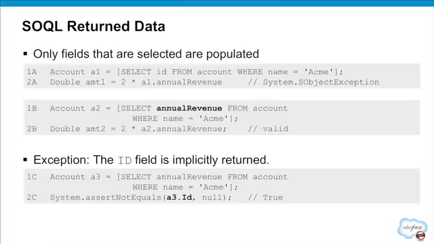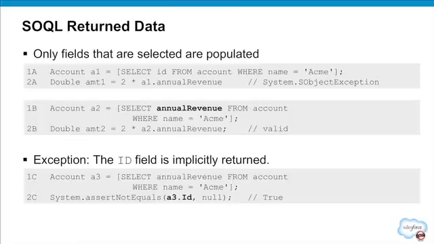Okay, so when you do a database query, you only get what you select. All right, so here I have an example. We are selecting ID from account, and we're then multiplying 2 times A1.annual revenue. This is going to throw an exception because I did not select the annual revenue. It is basically null. Now, if I select annual revenue, I can now perform some math on that field value.